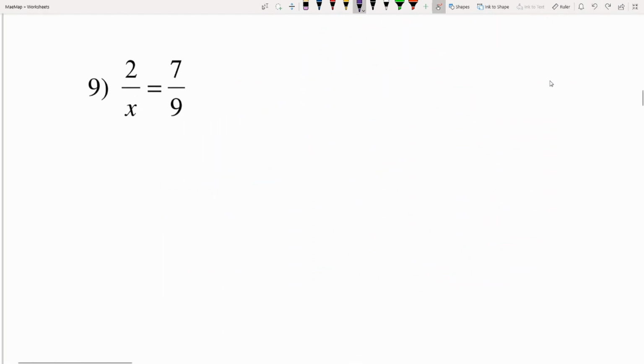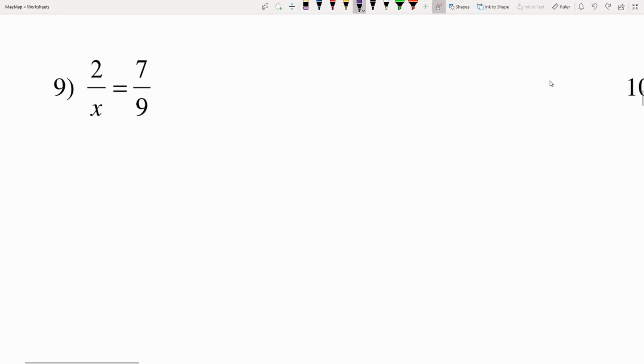In number 9, 2 over x is equal to 7 over 9. Let's go ahead and continue using cross multiplying because I don't see something simple to go from 2 to 7, and also 7 divided by 9 doesn't give me a nice whole number to work with. So 2 times 9 is going to equal x times 7.